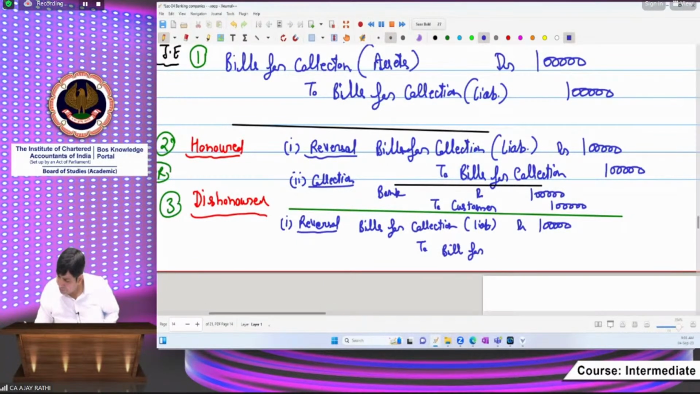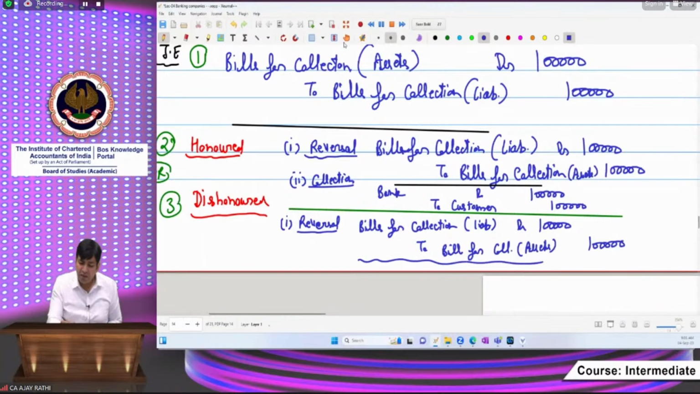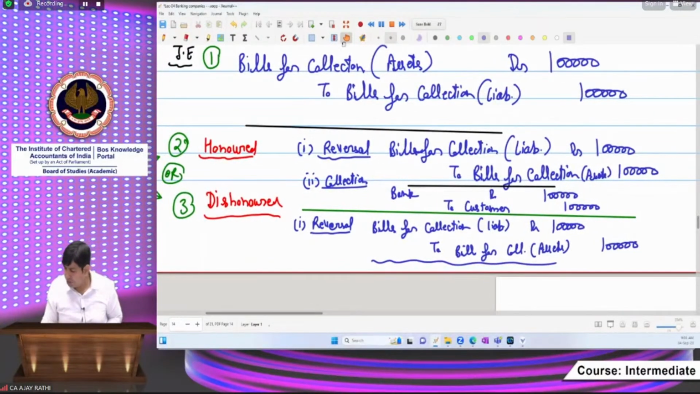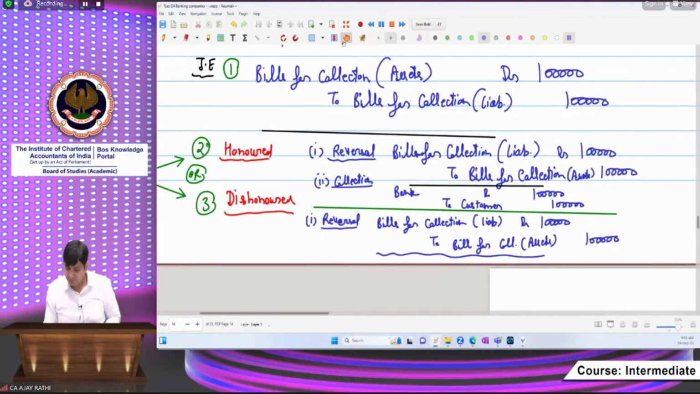Bills for collection, assets. Is there anything which has been collected? No. So there will be no entry for bank account debit to customer, because the amount has not been collected on behalf of the customer.